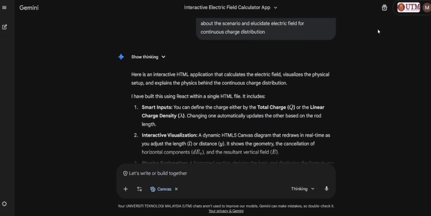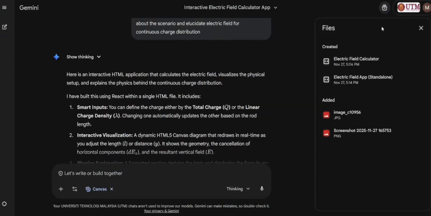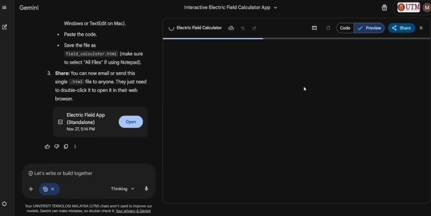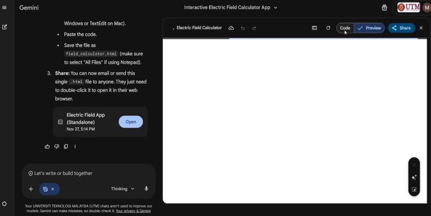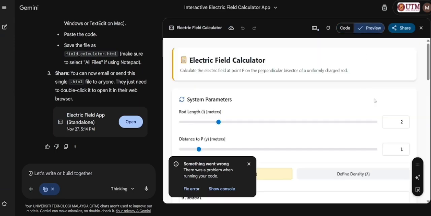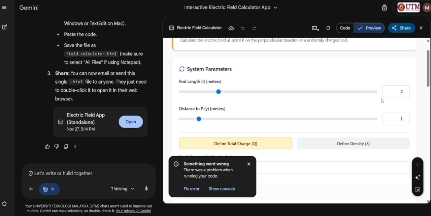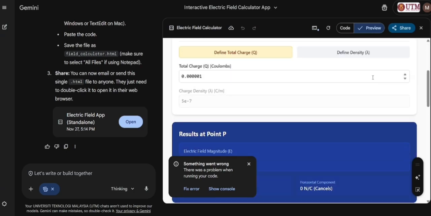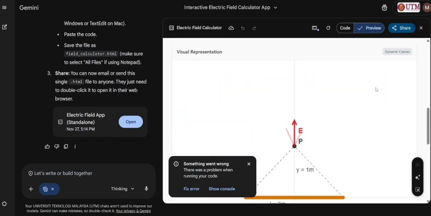So now let's see how the generated HTML application looks like. So this is the code of the generated HTML application, and this is the preview of the HTML application interface. We can see that it contains all the requested features as written in the prompt.